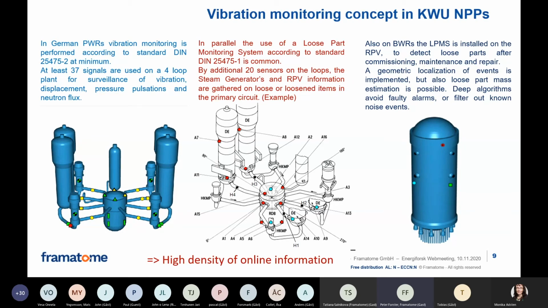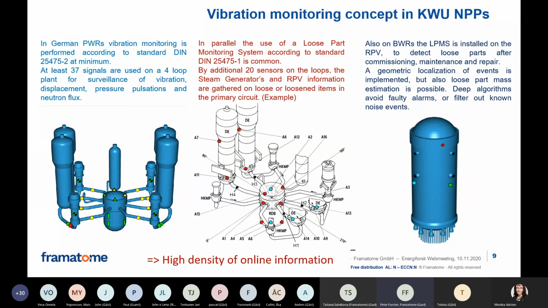In the middle, you see the instrumentation of a loose part monitoring system, which is also according to a DIN standard. Additional about 20 acceleration or noise sensors are installed on a typical four-loop plant. With this information, as the name says, loose part events can be detected, but also with some adjustments, vibration issues can be analyzed more deeply. That is worth mentioning here in our opinion. So nearly 60 sensors are in general installed on the primary circuit in German plants.